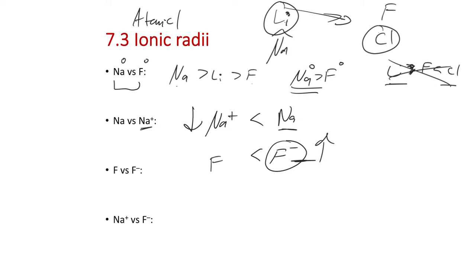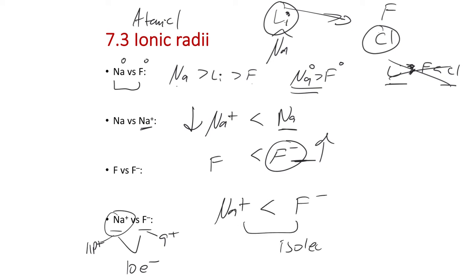And then if we're comparing sodium plus and F minus, we just have to recognize they both have 10 electrons. So we're comparing 11 positive particles versus 9 positive particles to hold the same electron count in. And sodium plus wins that fight. So sodium plus is smaller than F minus. Again, this is that isoelectronic series. Isoelectronic, meaning they have the same number of electrons.